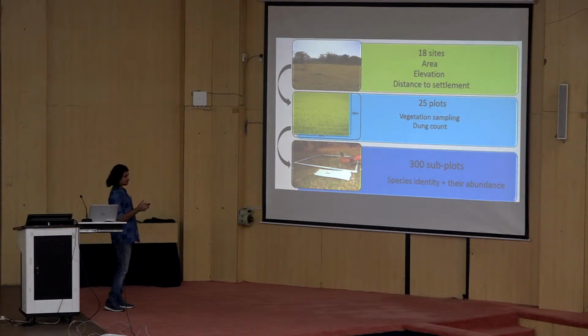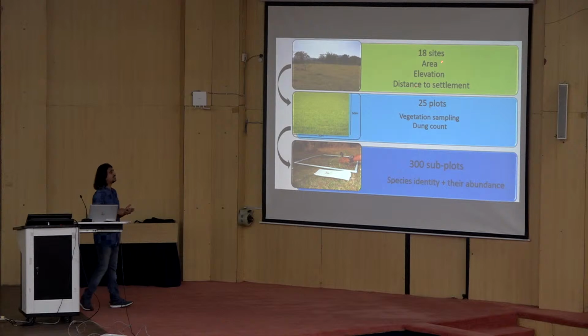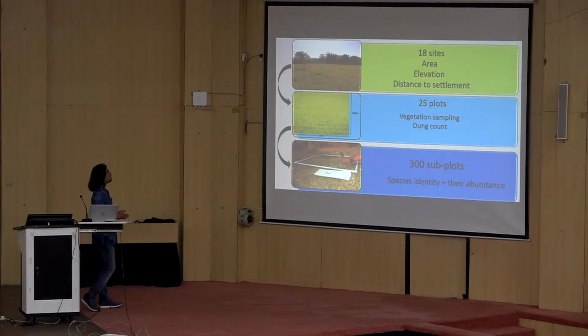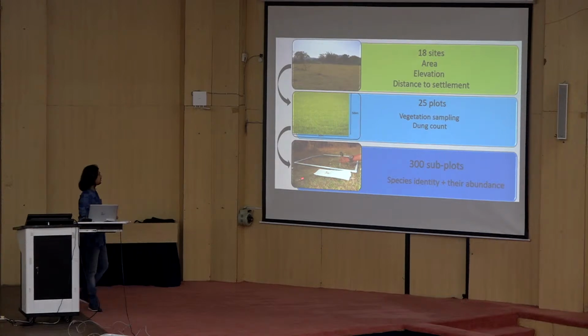We collected the following attributes from the sites. We calculated the area and the elevation of the site, and we also calculated the distance of the site to the nearest settlement. Within these sites, we had 25 plots in which we did vegetation sampling, and we also had a dung ground survey to estimate the grazing intensity of the patch. Within these 25 plots, we had 300 subplots, wherein we looked at the species identity and the abundance. So this is what a subplot looks like.